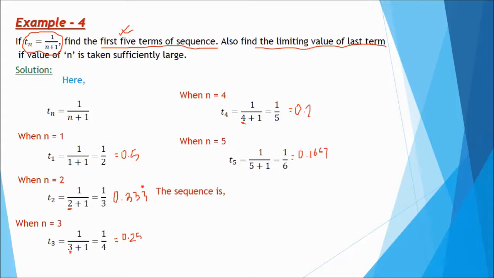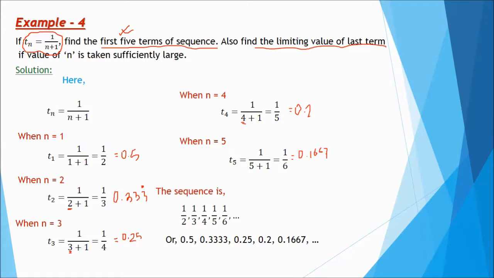Where is the last term of this sequence approaching? That's the limiting value. 1 by 2, 1 by 3, 1 by 4, 1 by 5, and 1 by 6, dot dot dot. Or if we write in decimal form, it's 0.5, 0.333, 0.25, 0.2, 0.1667, and so on.